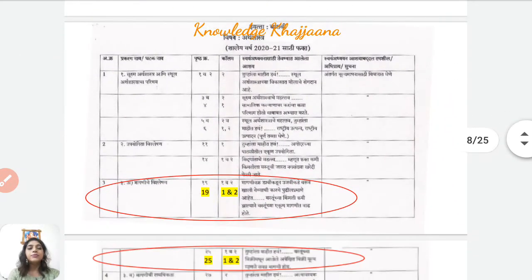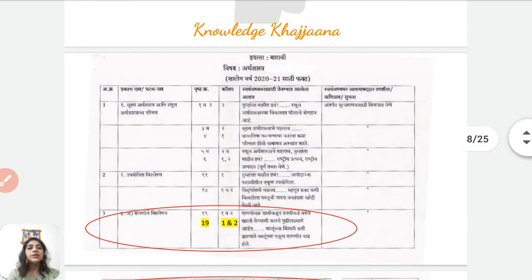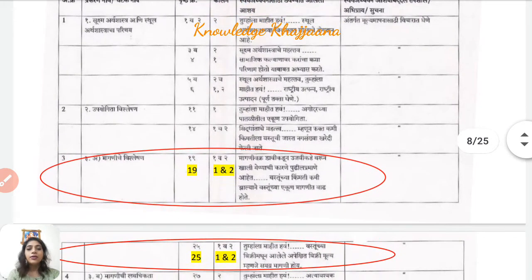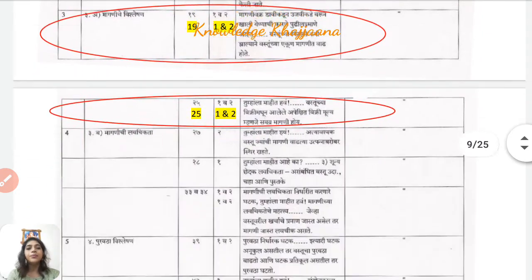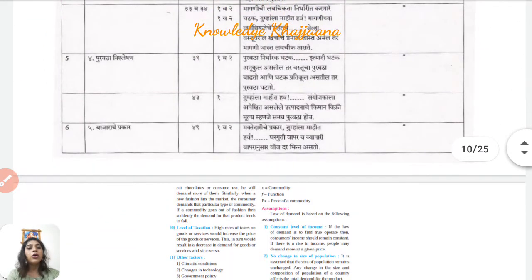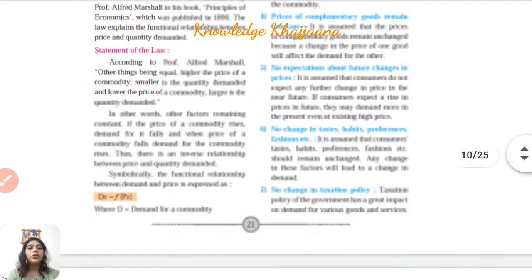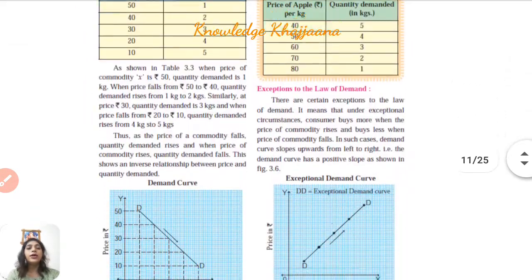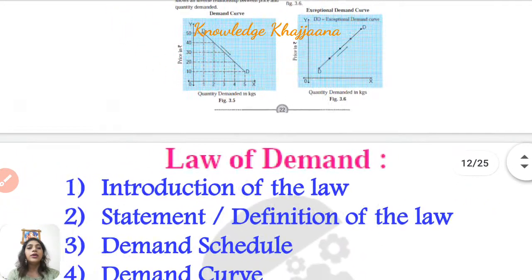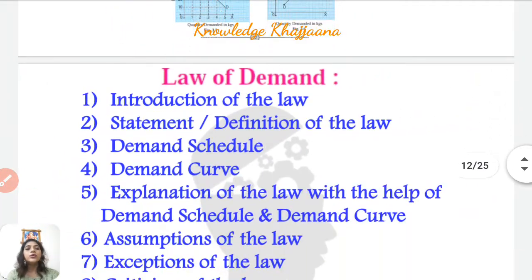As per the press note which has been released, this syllabus has been considered as self-study, which we have already crossed. Today we are going to learn from page number 21, 22 and 23. Now see what we are going to start with.